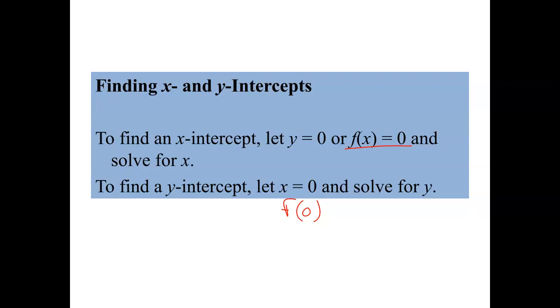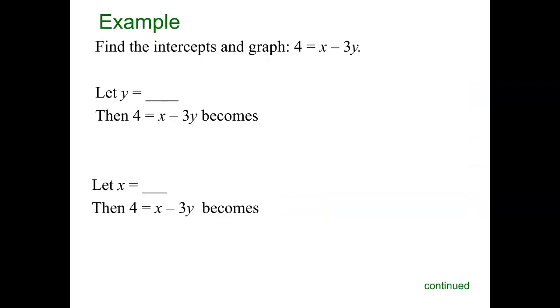All right? So looking at here, we want to find the intercepts and graph. Find the intercepts and graph, which means on your graph, I need to see your intercepts. You can have whatever other additional points you want, but you must include the x and the y intercepts. So I'm going to let y equal what to start? 0. And that's going to give me which intercept? The x-intercept.